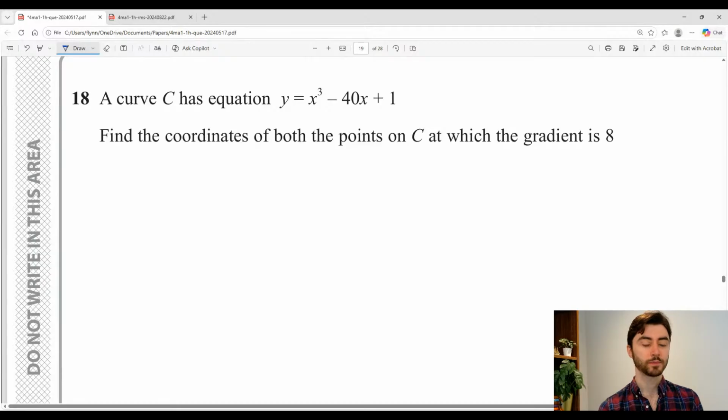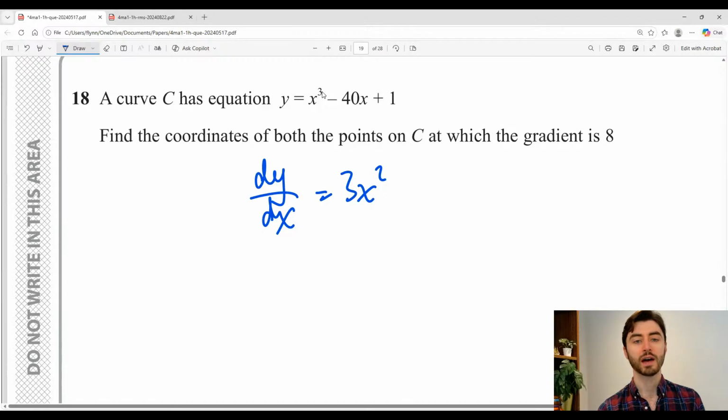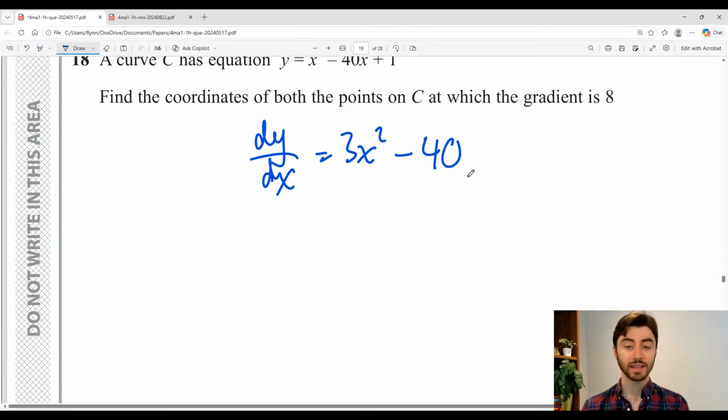So here, you differentiate, and you get 3x squared, bringing the power down the front, and then subtracting 1 from the power. Now here, remember, even if it's just a number times x, the x disappears, so it just becomes minus 40. That is the gradient function. And we want to find where that is equal to 8.